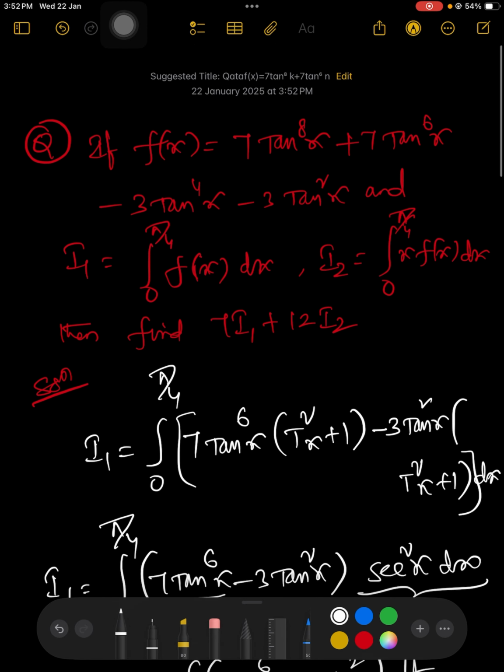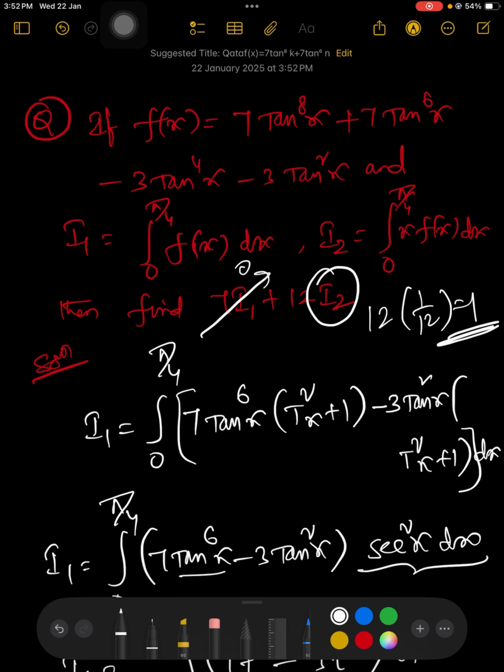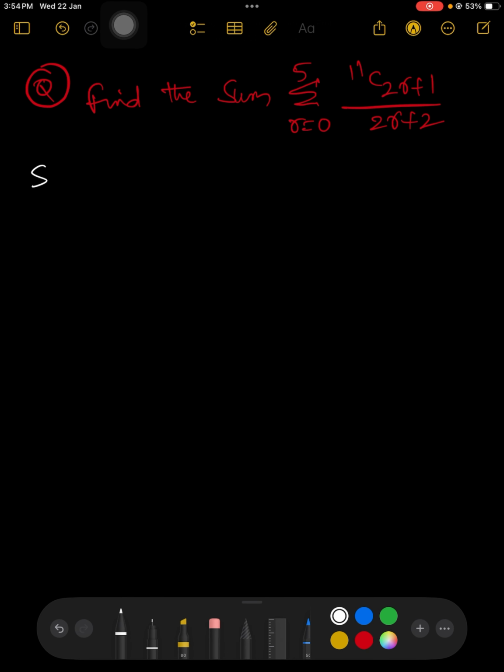What we want finally is 7 I1, anyway I1 value is 0, I2 value is 1 by 12, 12 times 1 by 12, the answer is 1. The next question is from binomial theorem.